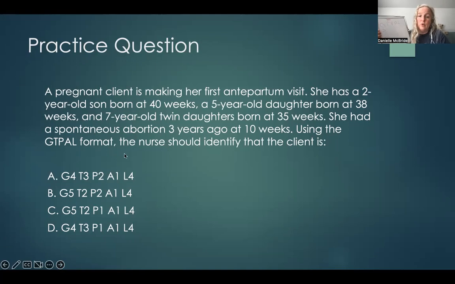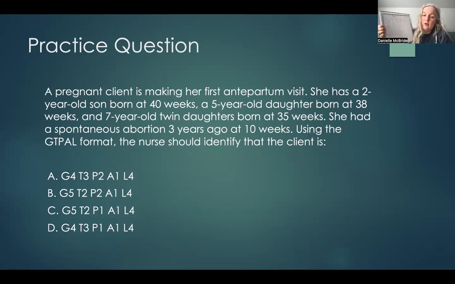So her 2-year-old was born at 40 weeks. So that's a term delivery. Her 5-year-old was born at 38 weeks. So that's a term delivery. The twins are born at 35 weeks. That's not term. And then she had the spontaneous abortion. So for term, we get 2. The 2-year-old and the 5-year-old.